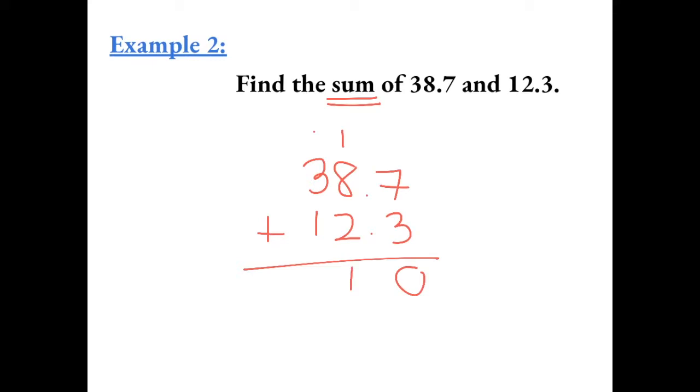1 more gives us 11. 3 plus 1 plus 1 gives us 5. And then we have to bring down the decimal. So 51.0 is the same as just 51.